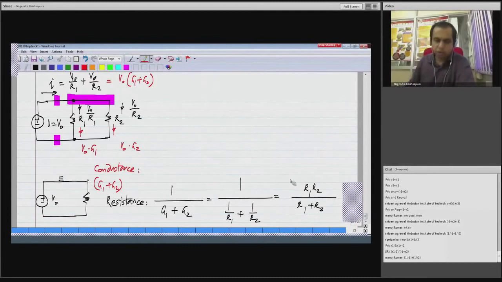For more than two resistors, the formula will not look so simple, but it's much simpler to think of conductances when you think of resistances in parallel. The conductances will add up. And if you have more than two resistors in parallel, the resulting conductance will be the sum of individual conductances, and from that you can calculate the resistance.